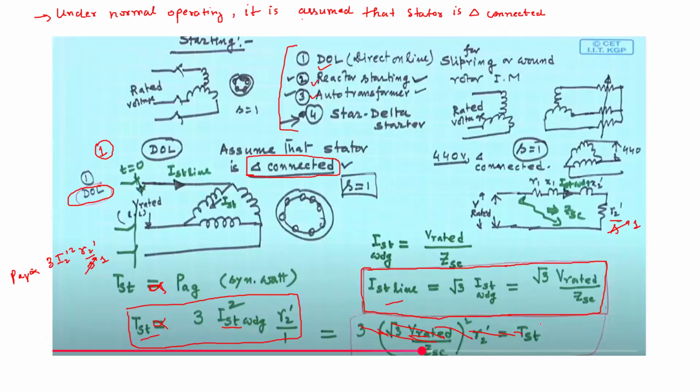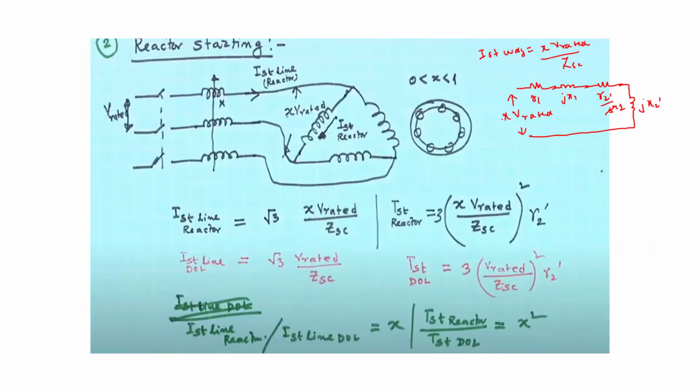In the earlier question, in the direct online starting, we used ZSC. But here, the starting winding current becomes X times V rated by ZSC. And what about the line current? For the delta connection, the line current is root 3 times the phase current. That is why there is a factor of root 3 X V rated by ZSC.